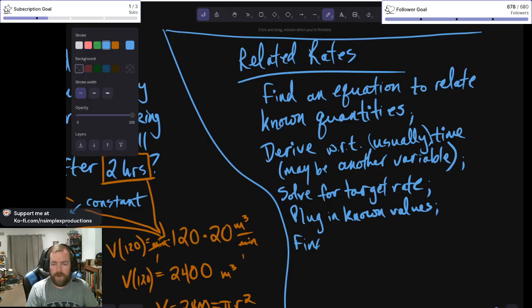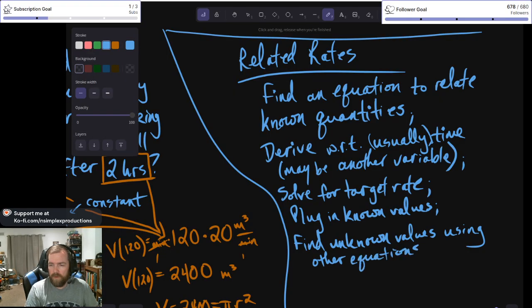Right, and then find the unknown values using the other equations that you have laying around, and then solve and explain using context.